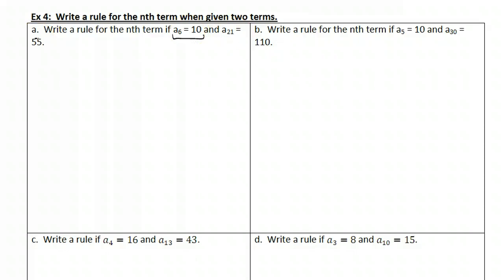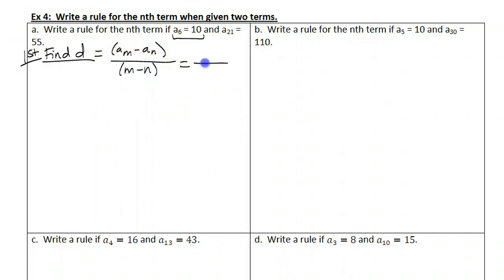So we actually do not know D, we do not know term 1. We're going to have to find both of them. The easiest way to do this is to find D first, and you can use the formula I showed you, which is term M subtract term N over M minus N. Check this out. This time I am given term 21 and term 6. So the numbers of the term go on bottom here, 21 minus 6, and the actual numbers go on top. So term 21 is 55 and term 6 is 10.